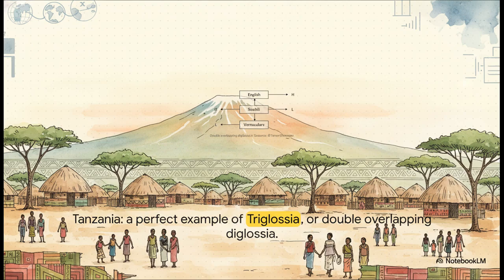At the very top, you've got English as the high language for things like international business and higher education. Then, in the middle, you have Swahili. Now, Swahili is high compared to local languages, but it's low compared to English. And then at the very bottom, you've got all the different local languages used for everyday life in the villages. See how Swahili is playing both high and low roles? It all just depends on the context.